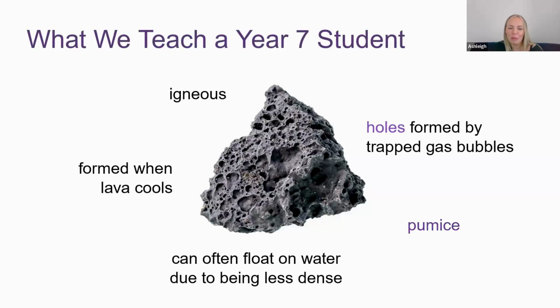So in purple, I've highlighted what they bring to us in year 7 from primary. So this rock has holes, this rock is a pumice. We're going to build on that and explain how the holes are formed. This rock is an igneous type of rock formed when lava cools, can often float on water due to being less dense than water. So we had a good starting point on the previous slide of things that our students should know. And here we can see how to build on that.